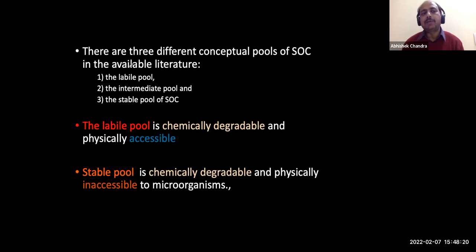But when it is converted into the stable pool, it is chemically degradable but physically inaccessible to the microorganisms. The topmost layer is the labile pool, then the intermediate, and when it is converted and reaches the stable pool, it is not changed by microorganisms. It takes time. So we need green cover at the top, where it is stored, then goes to the intermediate and finally reaches the stable pool. When it reaches the stable pool, it is not used by microorganisms and does not go back to the atmosphere.